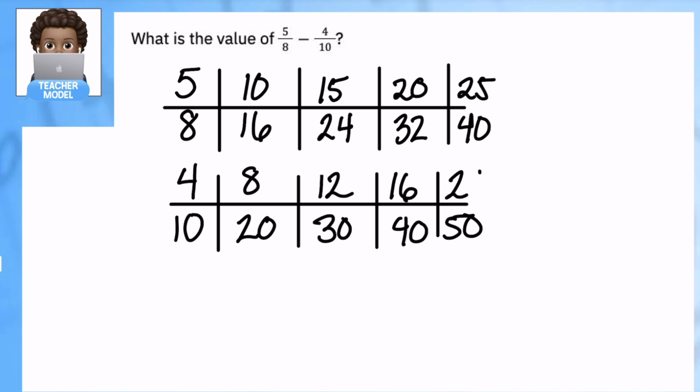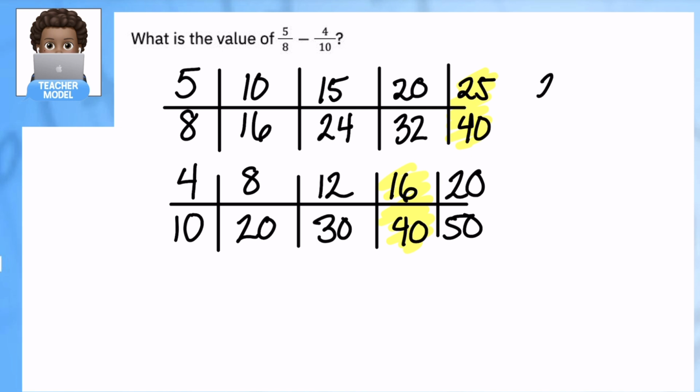What I'm looking for here is two fractions that have the same denominator. These are all fractions here, and up here I see two fractions that both have 40 as a denominator. You might come up with fractions that have more than one, but I like to choose those smaller numbers. So this one's super helpful because I have them right here, 25 and 16.